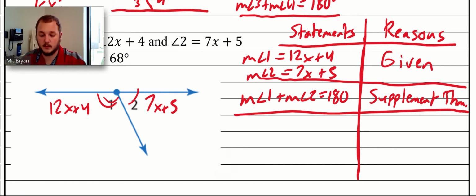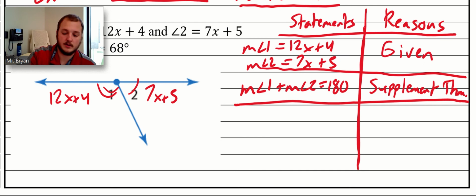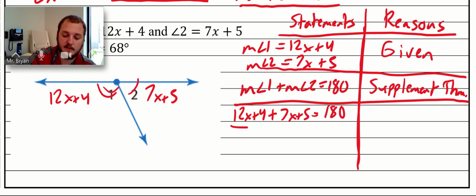So I'm told what the measure of angle 1 is. We wrote that in our given, so I'm going to plug that in. So that's 12x plus 4. And then we also do the same thing for angle 2. 7x plus 5 equals 180.